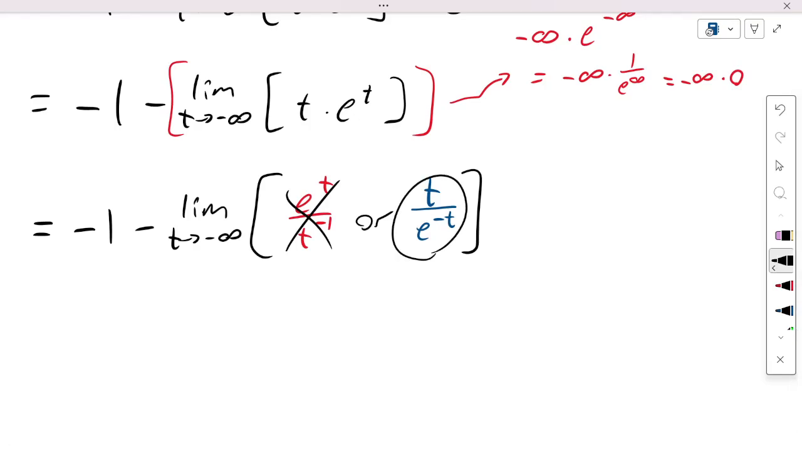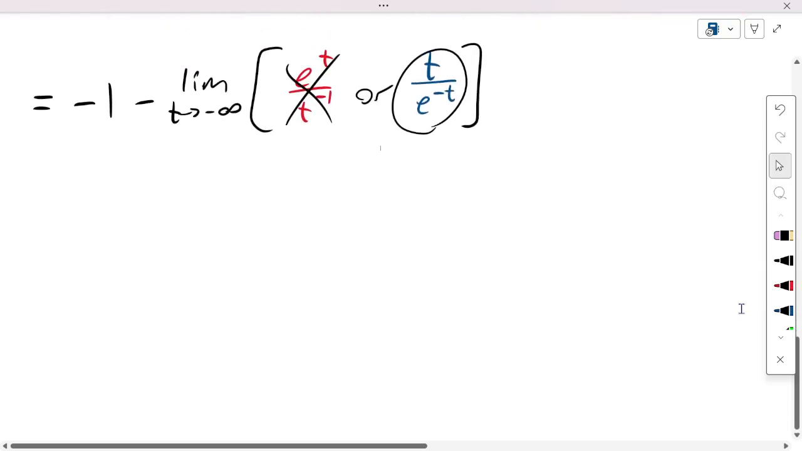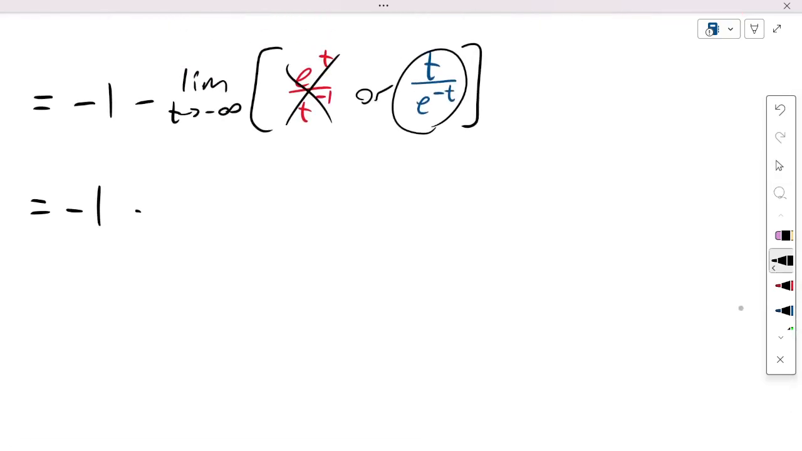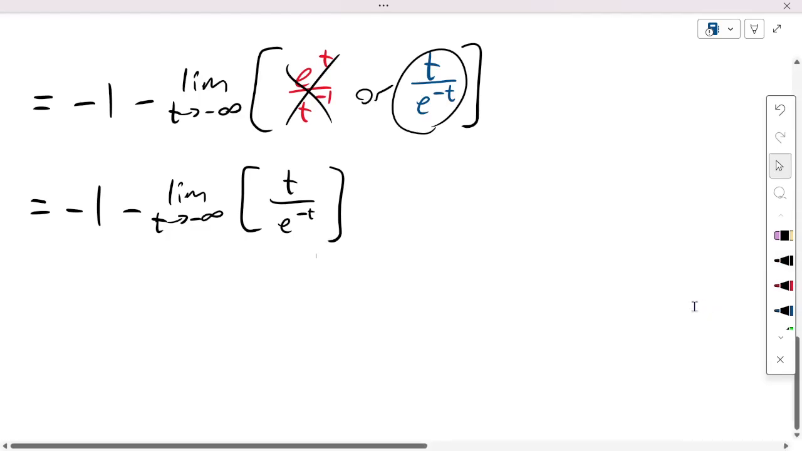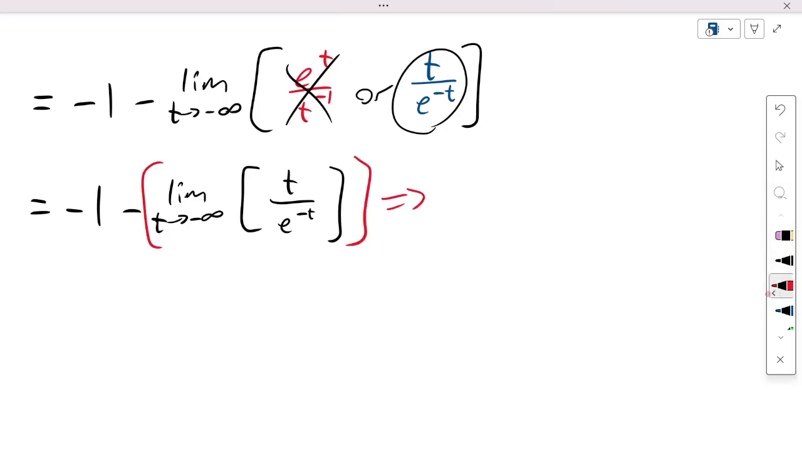Okay. So let me rewrite it here, just for the sake of the video. -1 minus the limit as t approaches -infinity of t over e to the power of -t. Okay. Now let's deal with this. We're going to deal with this over here. So over here we're going to use L'Hopital's rule on this one. If you already did it, you already see that it will give you a nice answer.